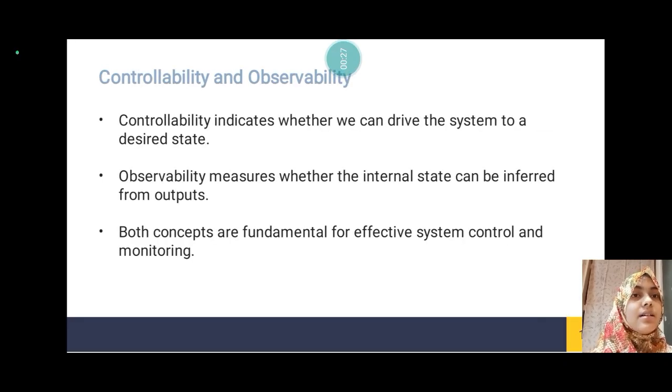Controllability and observability. Controllability indicates whether we can drive the system to a desired state. Observability measures whether the internal state can be inferred from outputs. Both concepts are fundamental for effective system control and monitoring.